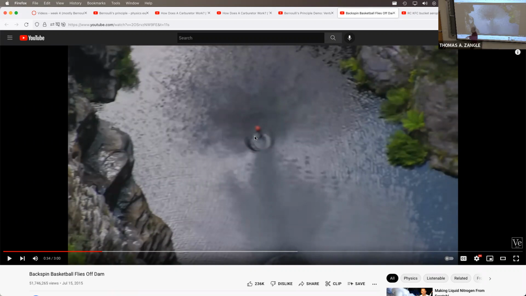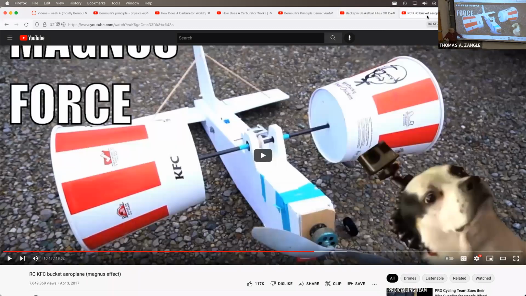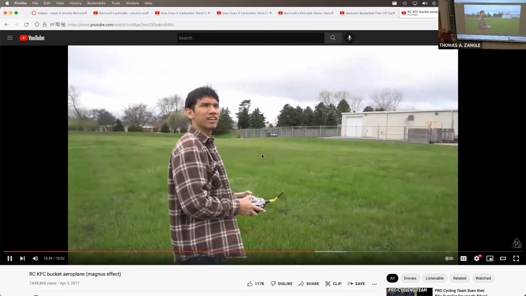So we can use this to make something fly. This is an airplane of sorts, and it's basically testing this principle. It's like, oh yeah, sure, this is going to work. These are going to be backspinning cylinders, driven by a motor, on what otherwise looks like a normal kind of electric plane. And we're going to watch the thing fly. And go.